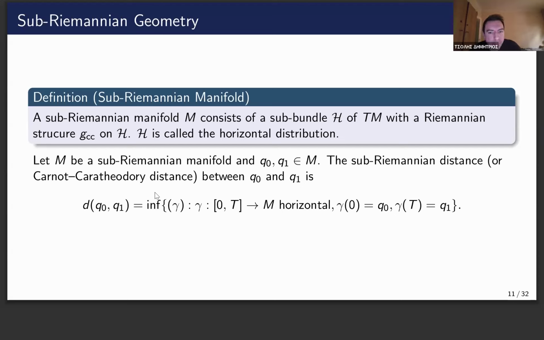And we can define the distance of points, if we view this as a metric space, as the infimum of the lengths of all the curves that pass through two points.